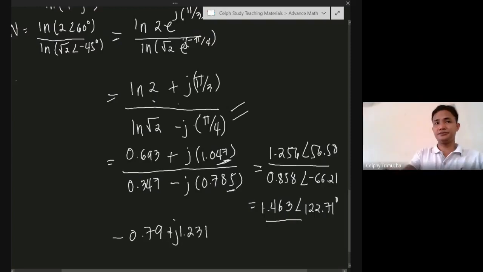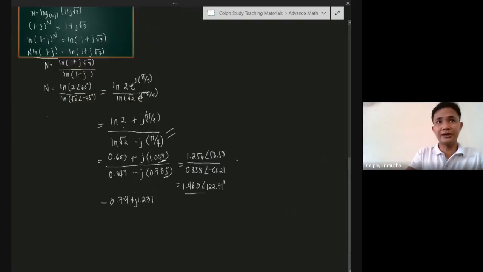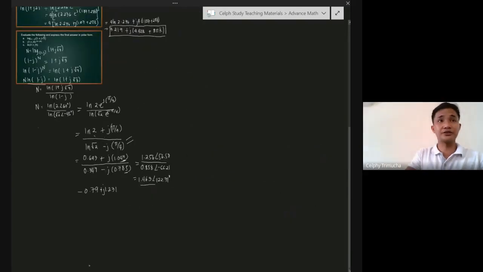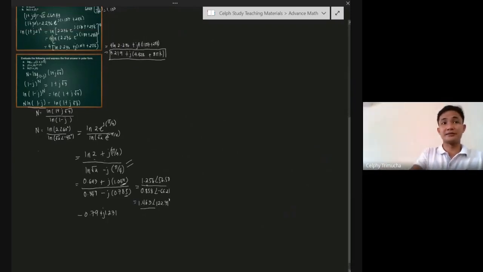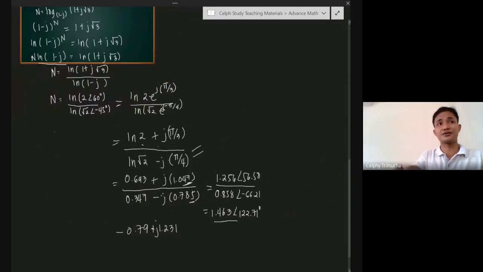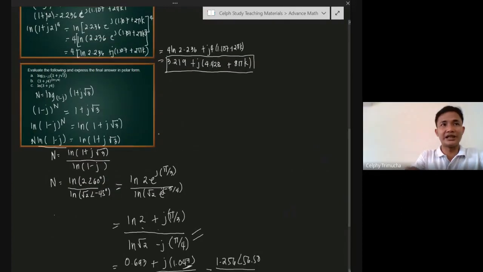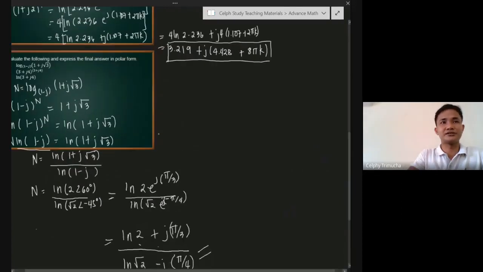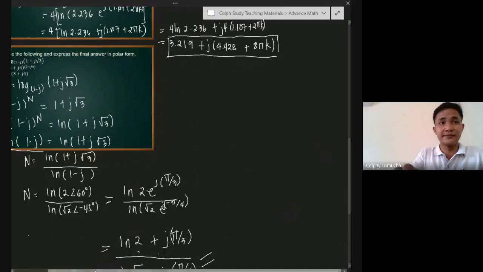So, pwede na magamit ang calculator diretso, especially sa mga exams, kung hindi man kinahanglan ipakita agad ang solution. So, okay lang na magamit ang calculators.